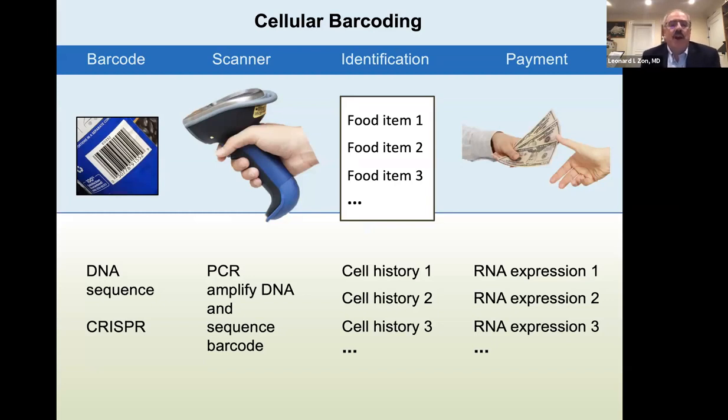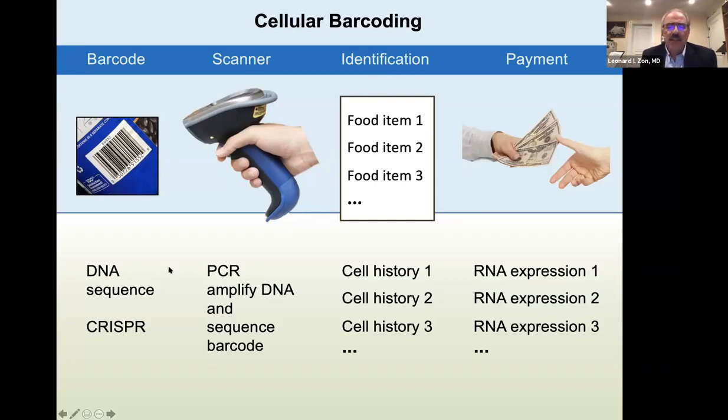So what is cellular barcoding? Well, I put here a supermarket example on the top. You start with a barcode, and every item in the supermarket has a certain barcode. And you can use a scanner and basically determine what the barcode represents. And that allows the person at the checkout to basically identify a particular food item. It knows the food item and it knows where it came from. And then ultimately we pay for the food so we can taste it and see that it's the right item.